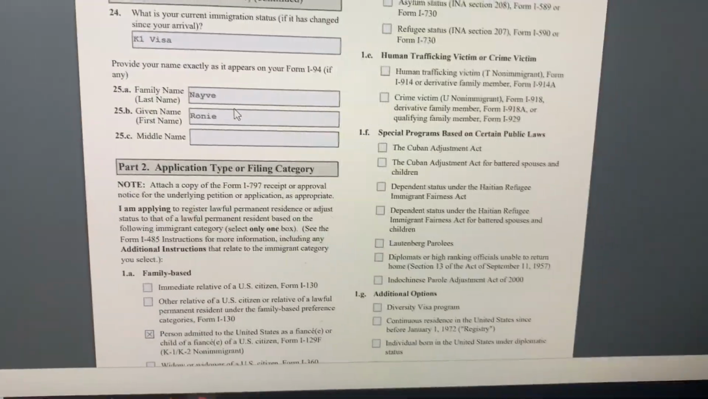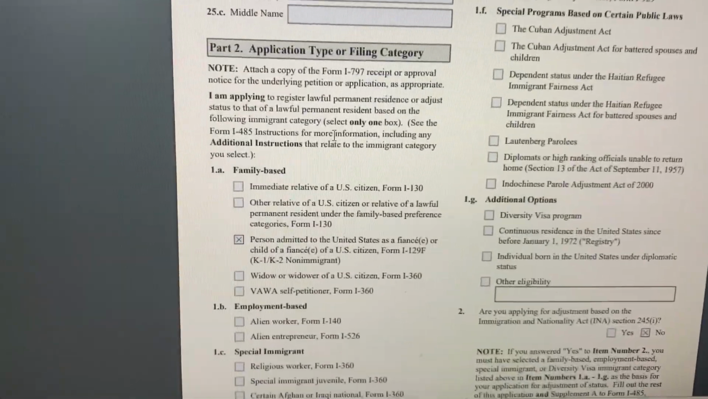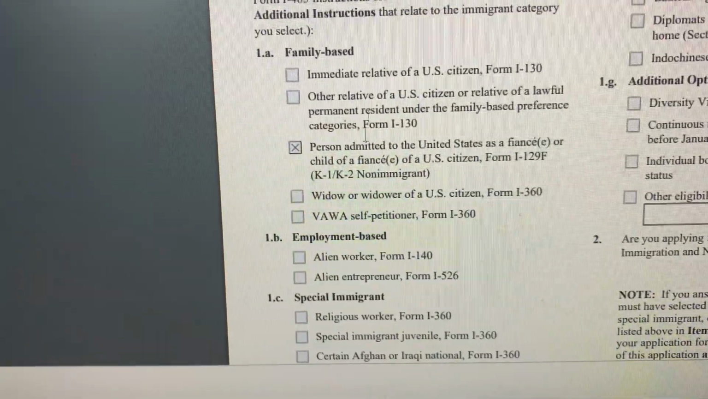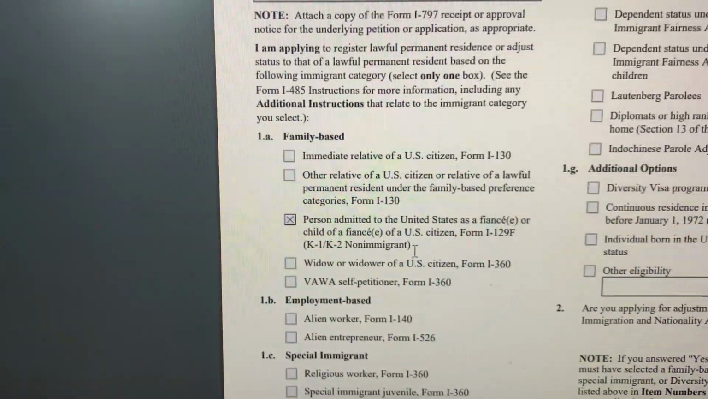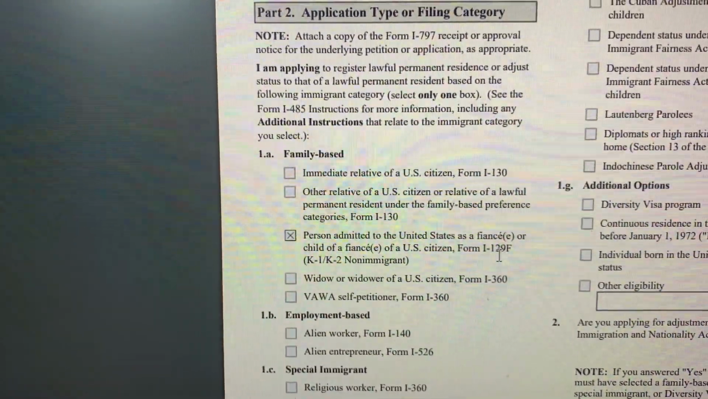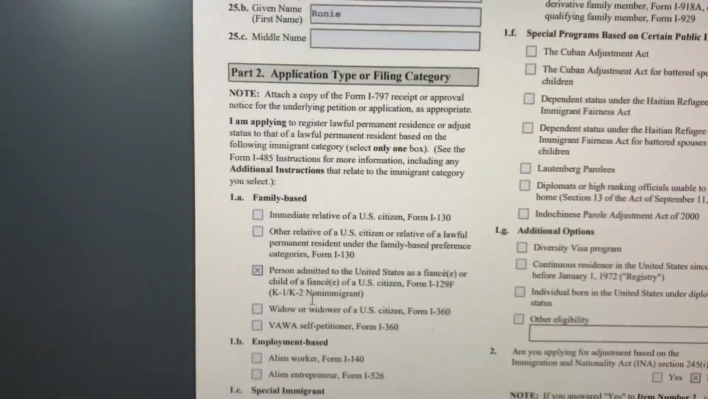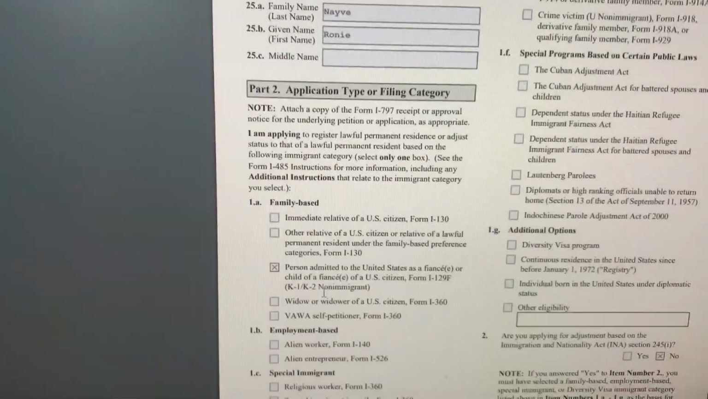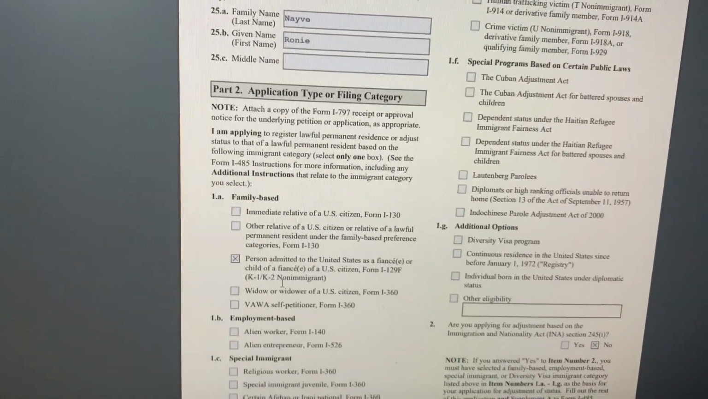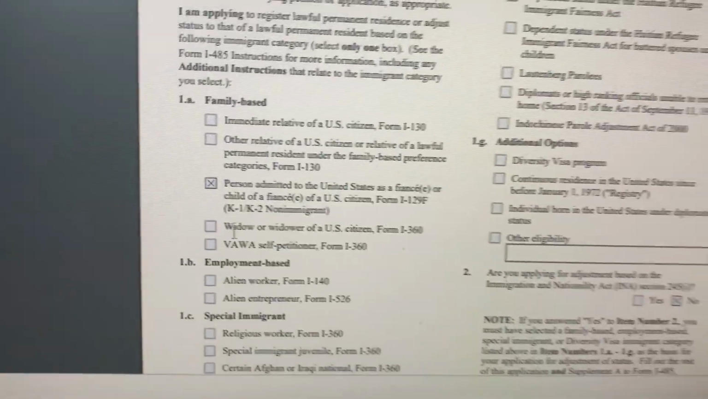Remember, part 2, application type or filing category. I put an X on this spot: person admitted to the United States as fiancé or child of a fiancé, Form I-129F, that's the fiancé petition. Q1, Q2, K-1 immigrant. Remember guys, Q2 is a derivative. If you come here with your children, and they're part of your application, you can mark that. If you just came here on a Q1 like me, just put an X on this one.